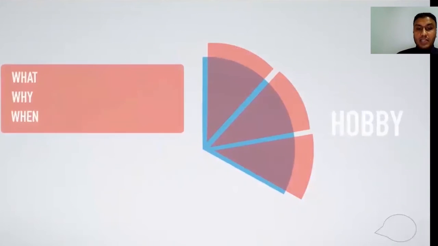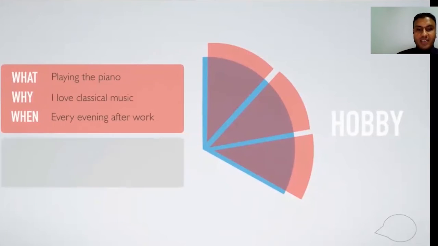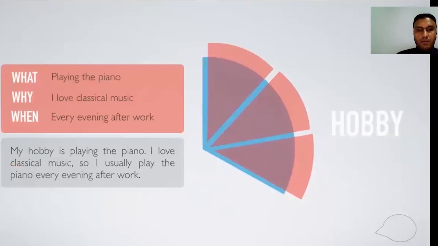So let's look at an example for part 2. For what is playing the piano. For why is love classical music, and for when is every evening after work. This is how part 2 would sound. My hobby is playing the piano. I love classical music, so I usually play the piano every evening after work. This is also a very clear and concise way of introducing yourself for part 2.